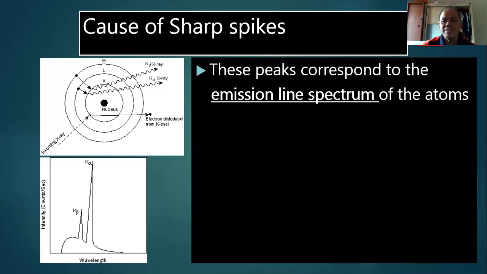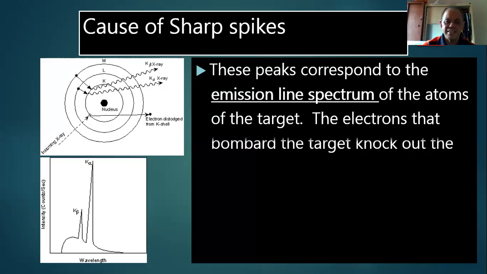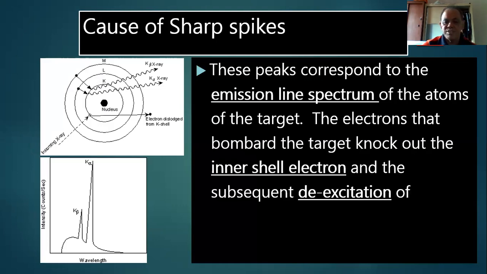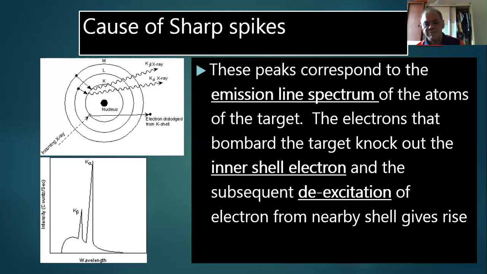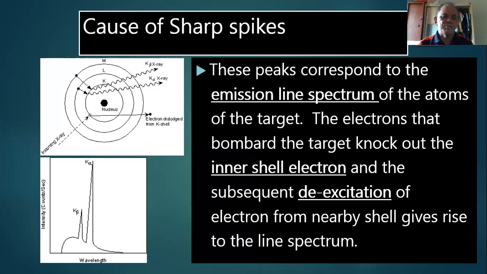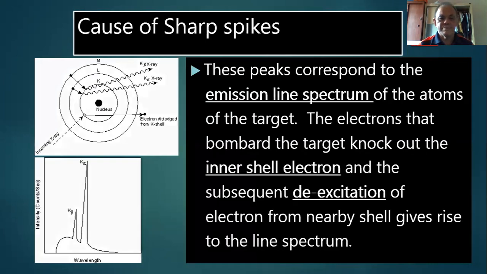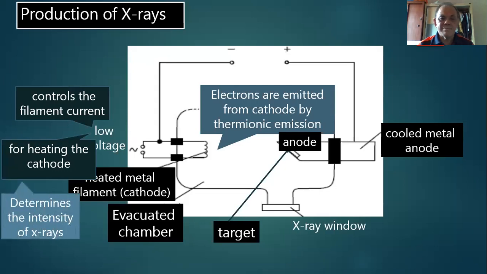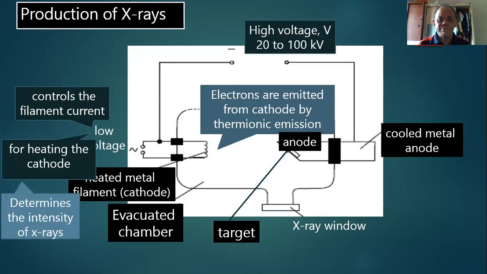And we just summarize. This peak corresponds to the emission line spectrum of atoms of the target. The electrons that bombard the target knock out the inner shell electron, and the subsequent de-excitation of an electron from a nearby shell gives rise to the line spectrum. Okay, so this diagram just summarizes what we have just learned. You can treat it as a mind map to summarize what we have learned.